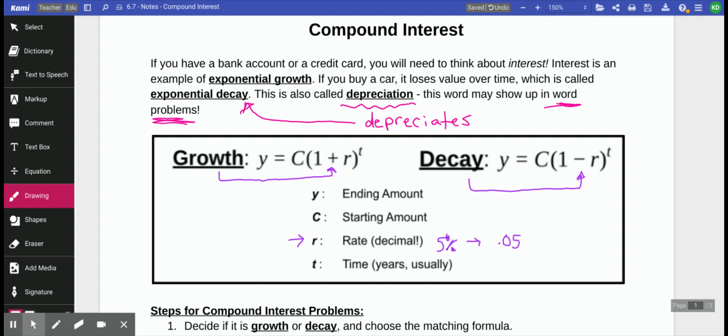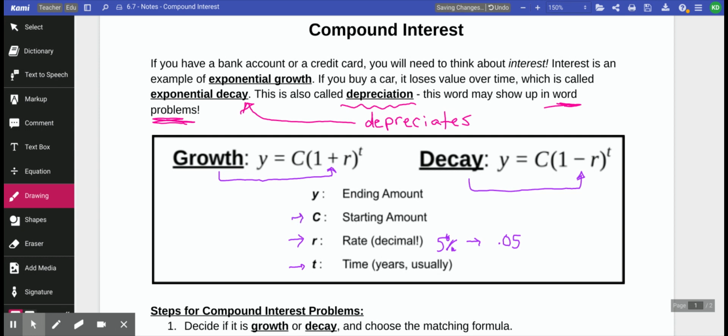So in this case, the 1 that's being added to that rate is really representing like 100%. So it's either going to be a little bit more than 100% for growth or a little bit less than 100% for decay. That is raised to the power of t. T is time. Usually we're talking about years, but it could be something else. And then we multiply it by our starting amount, C.